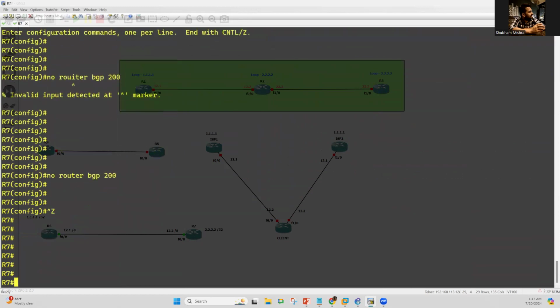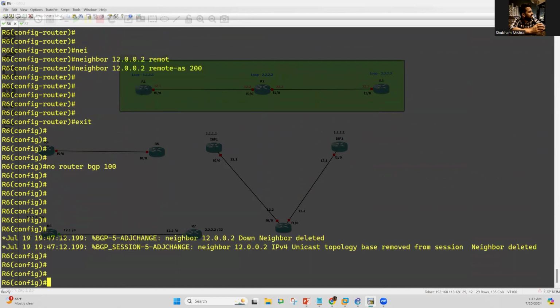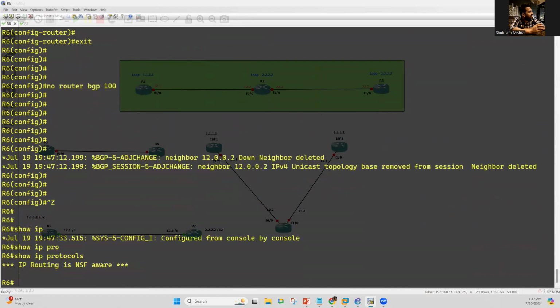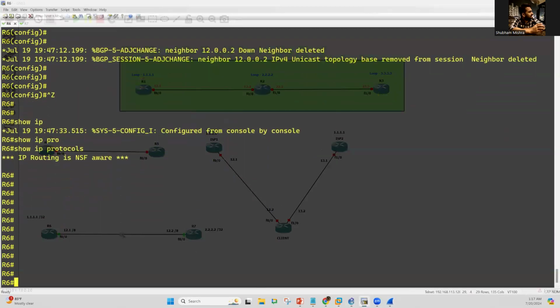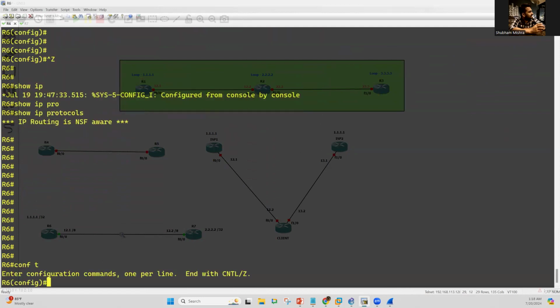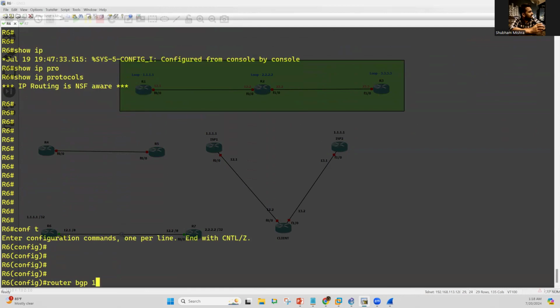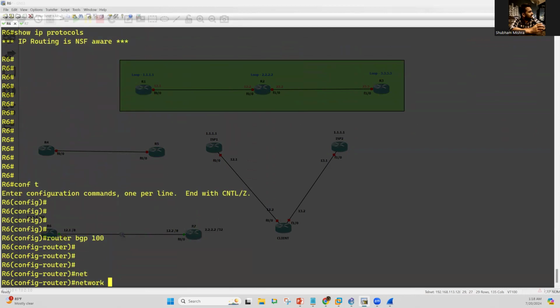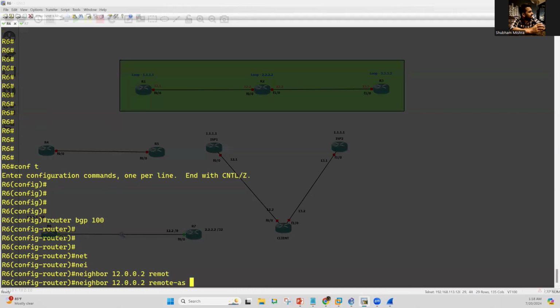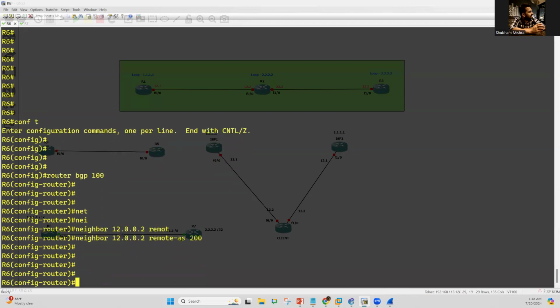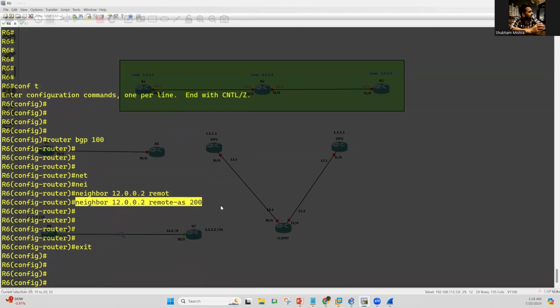So I removed BGP from R6 and R7. There is no routing protocol now. Now let's capture the link. I am on R6. What is the command? Router BGP 100. After that, I have to write the command, guys. Neighbor, sorry, not network. Neighbor 12.0.0.2 and remote AS will be 200. Tell me yes or no? This is the command for the static neighborship.